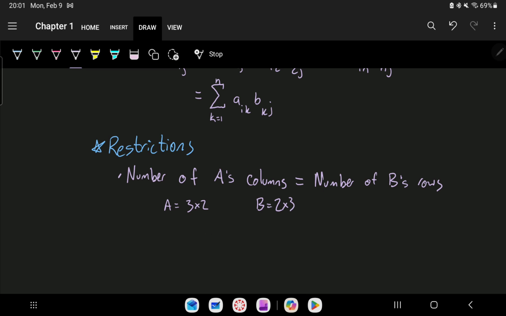Well, if you position this so that you can have a line connecting A's columns and B's rows, just for your own visual understanding, I see that these two numbers are the same, so we can multiply these, and the result is going to be given by the numbers left over. So in this case, the number of A's columns is 2, the number of B's rows is 2, we can multiply these, and the result, A times B, is going to be a 3 by 3 matrix. So that's kind of an interesting little trick to remember.